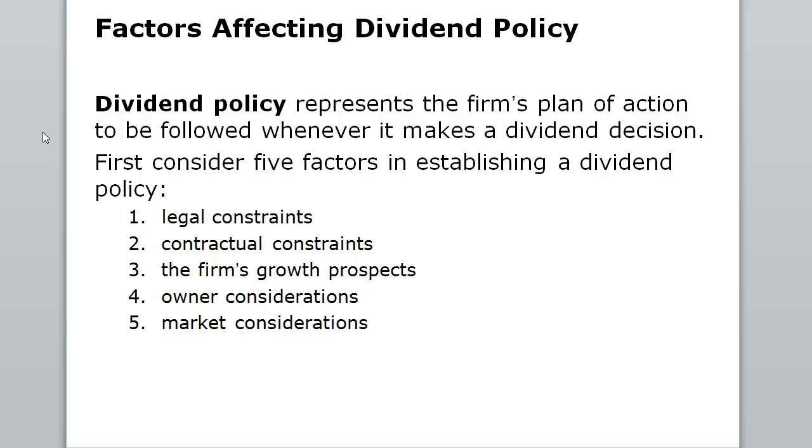There are contractual constraints. There might be contracts that they have with other companies or the government that say you can't pay a dividend for this period of time or this percentage, or you can only pay a dividend up to this percentage. So there could be a contractual constraint meant to protect the other partners in the company from the company putting itself into a risky position.